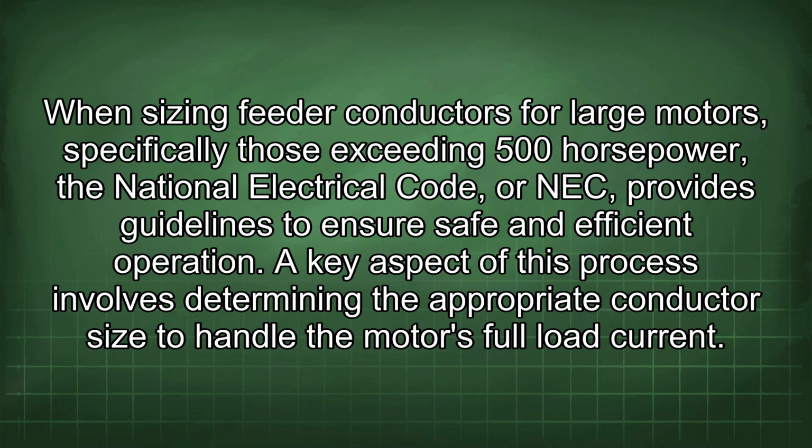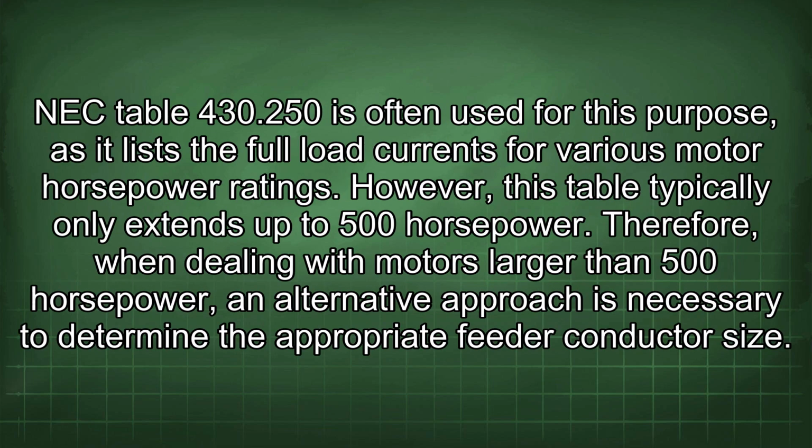When sizing feeder conductors for large motors, specifically those exceeding 500 horsepower, the National Electrical Code, or NEC, provides guidelines to ensure safe and efficient operation. A key aspect of this process involves determining the appropriate conductor size to handle the motor's full load current. NEC Table 430.250 is often used for this purpose, as it lists the full load currents for various motor horsepower ratings.